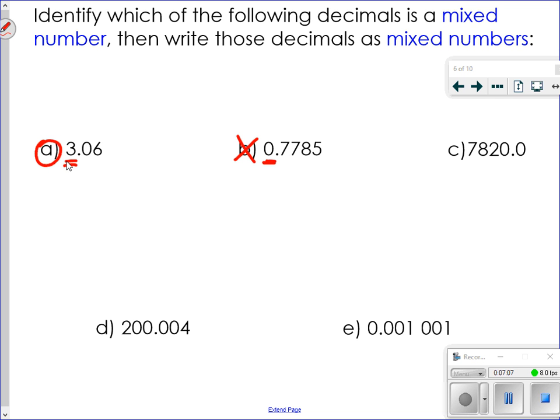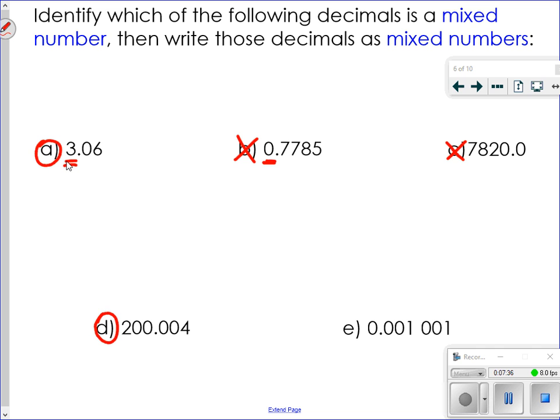Yes, we have some wholes. Do we have any fractional parts? The fractional parts come after the decimal. No. So no, that would not be a mixed number. What about 200 decimal 004? We've got whole number parts, 200 of them, and we've got fractional parts. So yes, that would be a mixed number.